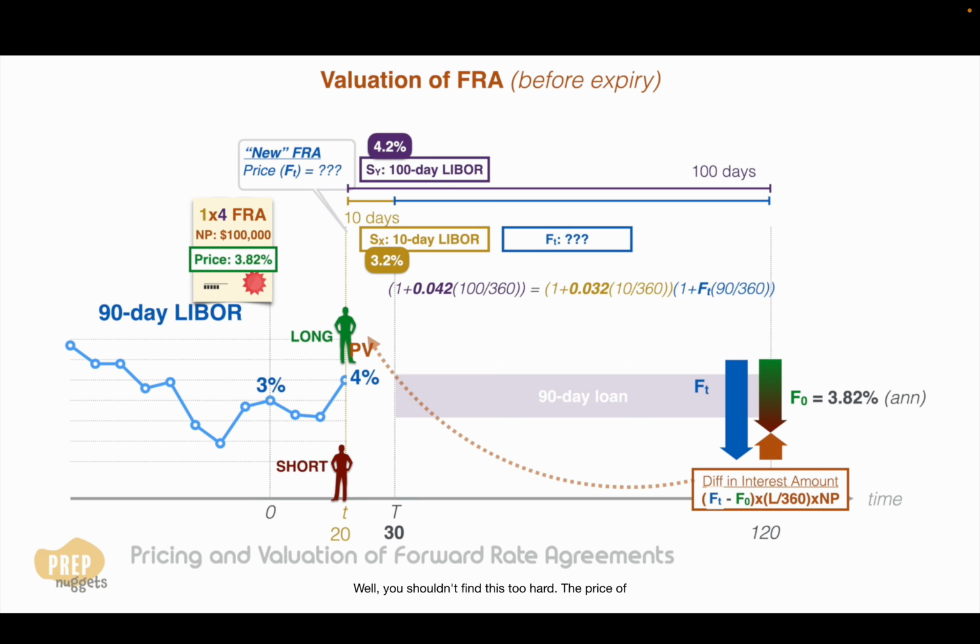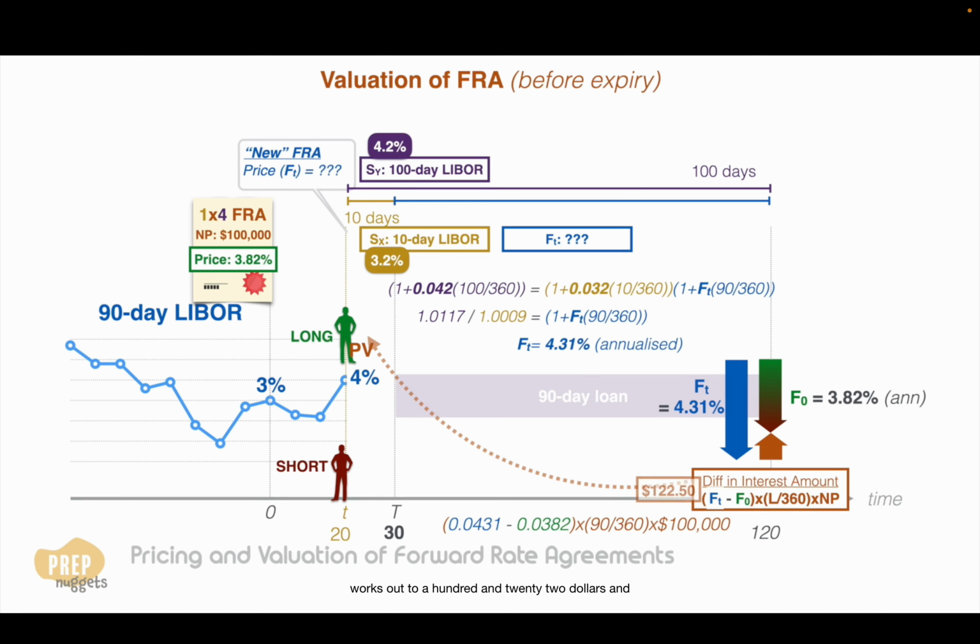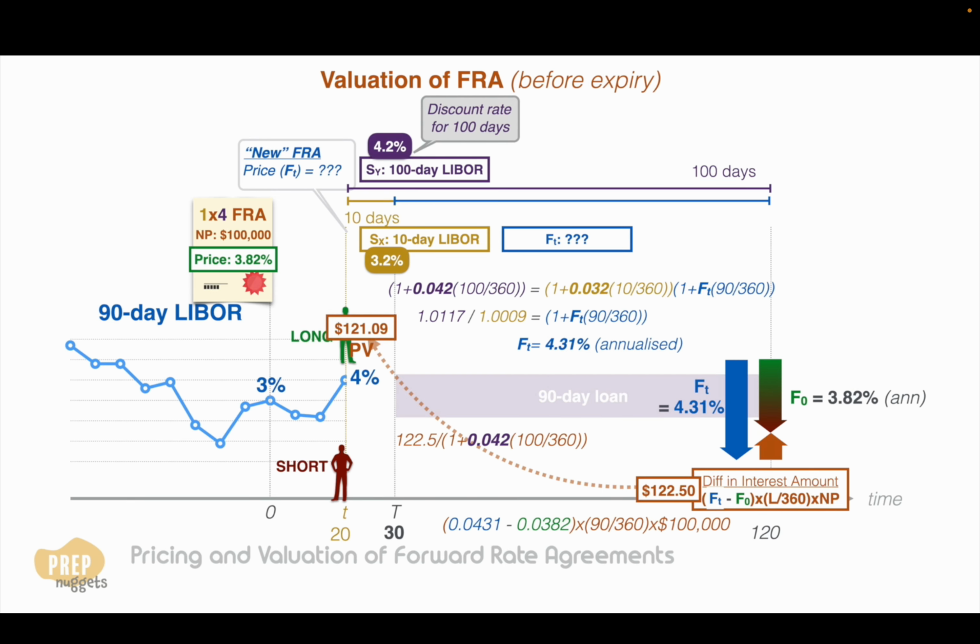Well, you shouldn't find this too hard. The price of the new contract should be 4.31%. This price is higher than the original contract price of 3.82%. In this case, we have the long paying more interest than what is contracted, so the short has to compensate the long. This works out to $122.50. Lastly, we discount this amount to its present value using the 100-day LIBOR. This is the value to the long at this instance.